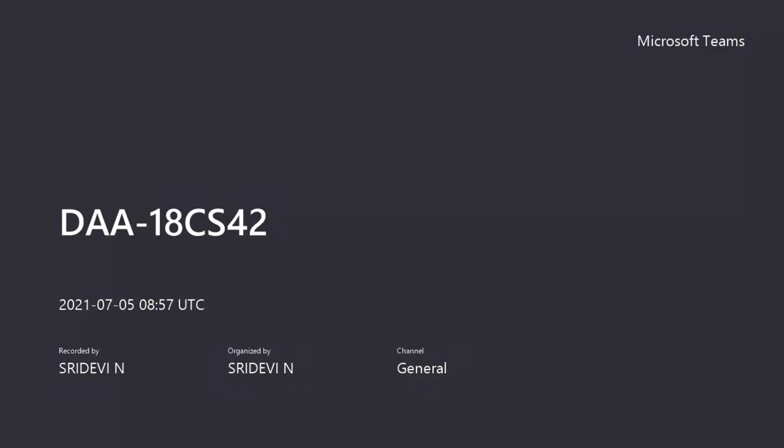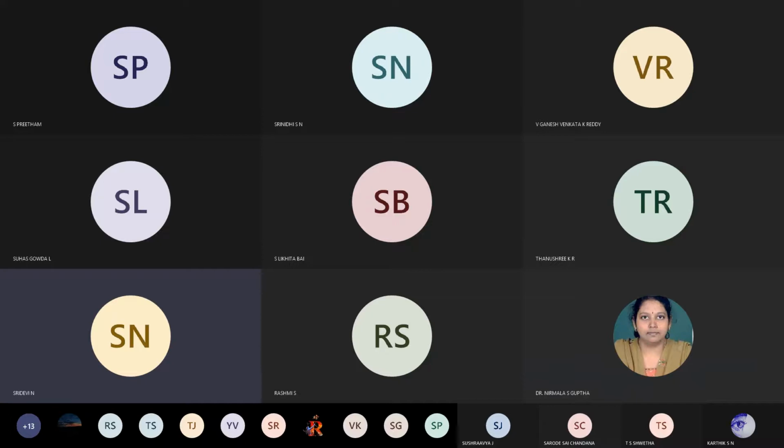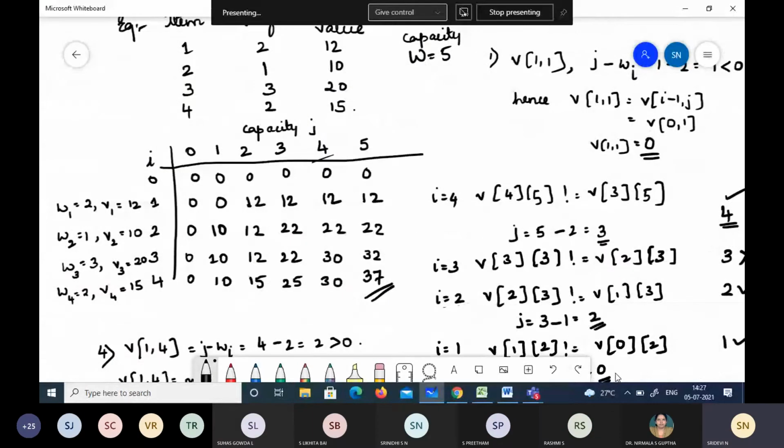How do we calculate the profit earned? And how do we find out which are the objects that have been selected? In the lab program we have that also, the objects which have been selected to get the maximum profit. But if you look into this problem, you will not immediately know. So what is the way in which we find out which items are selected?